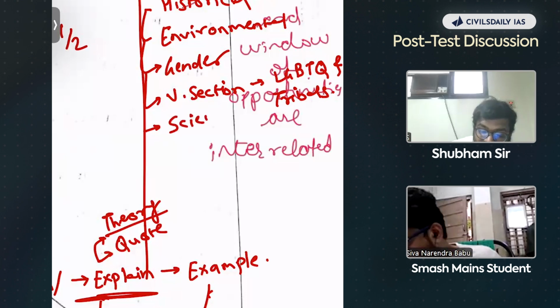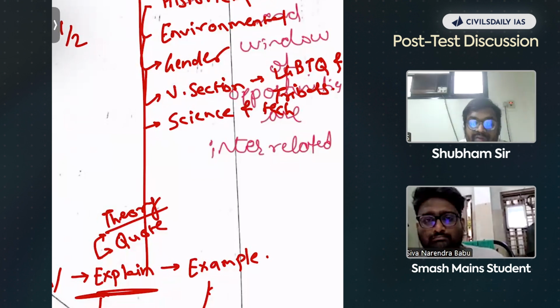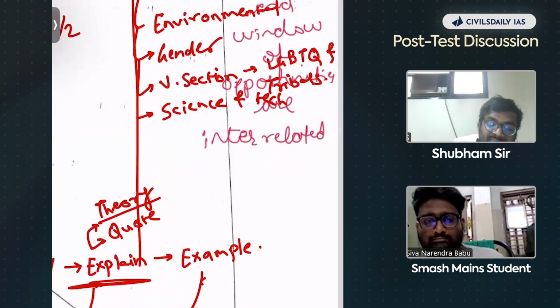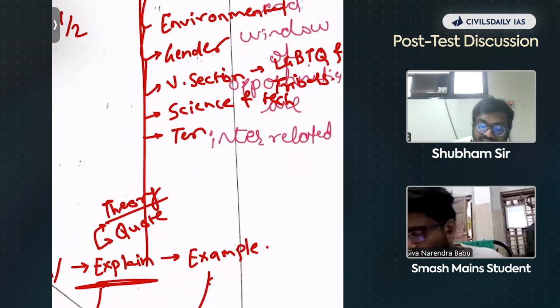The next is with respect to science and technology. The scientific innovations, you will link it with globalization, link it with the industrial revolution, or you give specific science examples. And the last is terrorism.